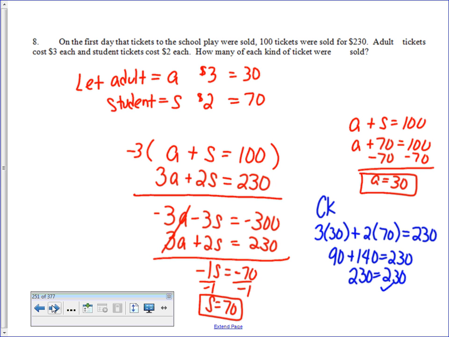Again, if you end up with a negative number, that would never make sense. You would have to go back and make sure that you are correct. And just make sure that all of your numbers, you can't have half a person, half a ticket. Make sure all of your numbers work out to something that makes sense.